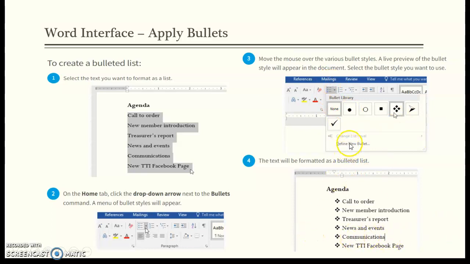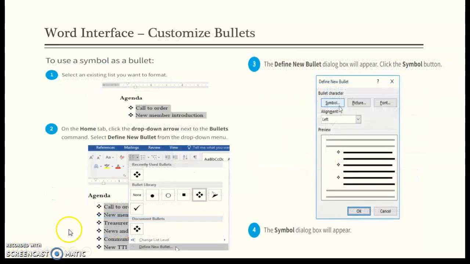And then later on we'll get into where there's limited options here, but if we go to Define New Bullet, you can actually pick many more options. To customize your bullet, again, you would select your text. If you want to go with something different, you would click Define New Bullet.